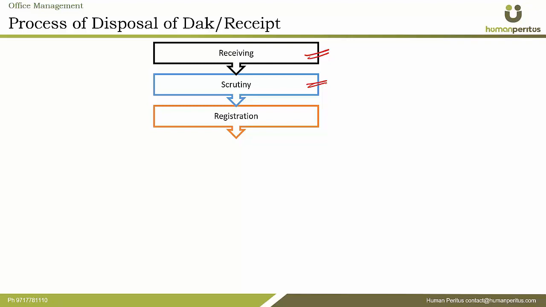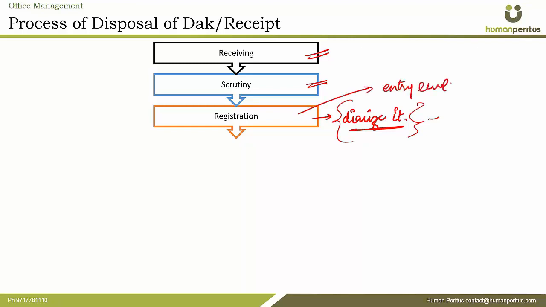And then comes the registration of dak. The dak should be registered at the entry level, so as to maintain the accountability of every paper which is received. It becomes the duty of every functionary who first receives the physical dak to diarize it. Diarize it means to write down in the diary of the section which dak we have received at which date with proper details. The registration is done at the entry level to maintain accountability.